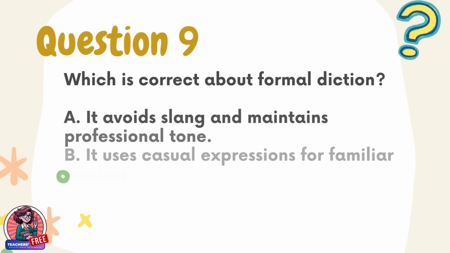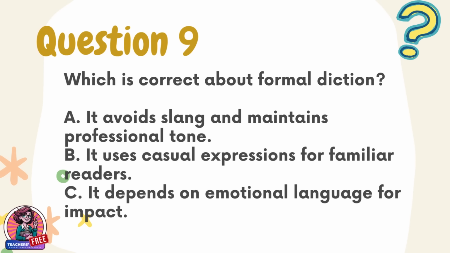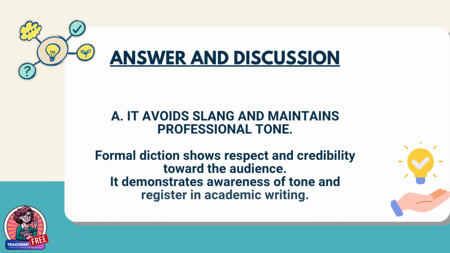Question 9. Which is correct about formal diction? A. It avoids slang and maintains professional tone. B. It uses casual expressions for familiar readers. C. It depends on emotional language for impact. Answer: A. It avoids slang and maintains professional tone. Formal diction shows respect and credibility toward the audience. It demonstrates awareness of tone and register in academic writing.